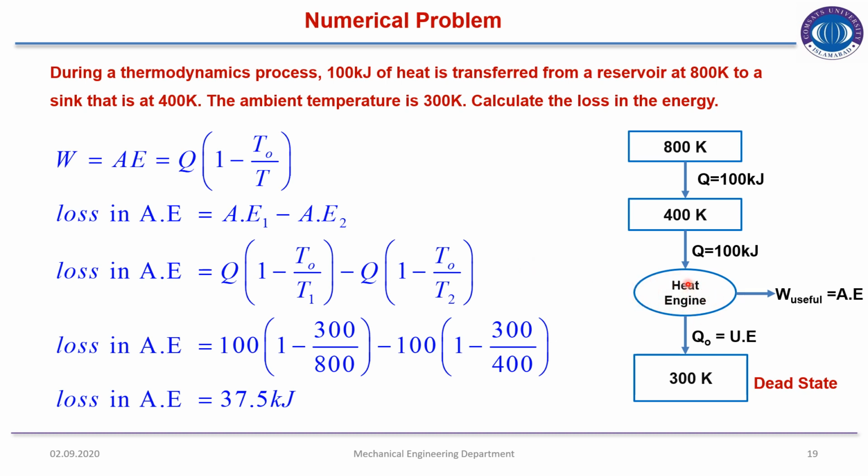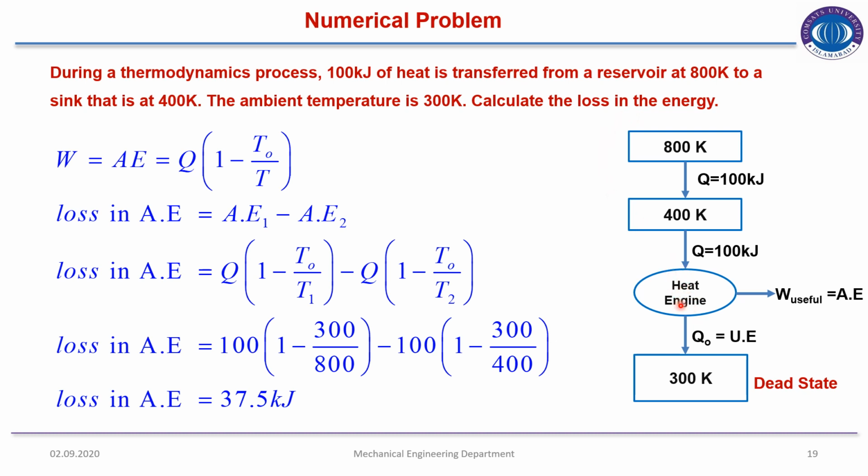So here a heat engine is connected to a source and a sink. Initially, a thermal reservoir at a temperature of 800 Kelvin is connected to another thermal reservoir at 400 Kelvin, and then that thermal reservoir is connected to a heat engine, and that heat engine is connected to a sink at a temperature of 300 Kelvin. The heat engine will produce a certain amount of useful work. So now the question is to calculate the loss in the energy.